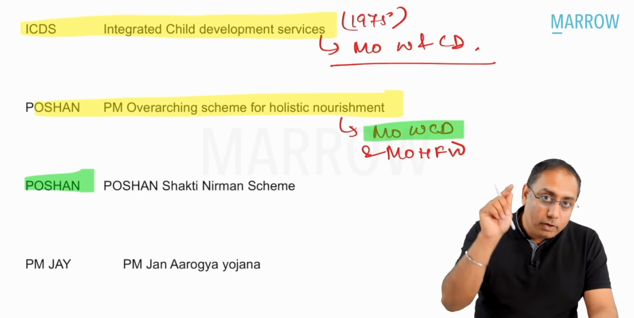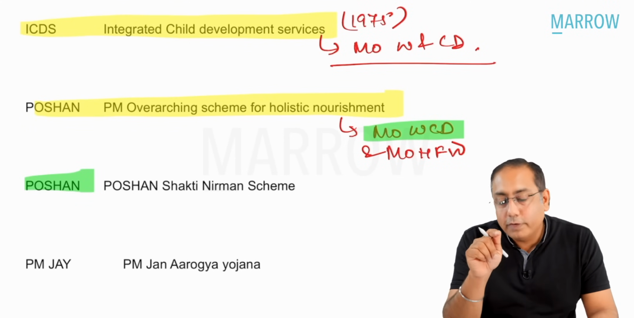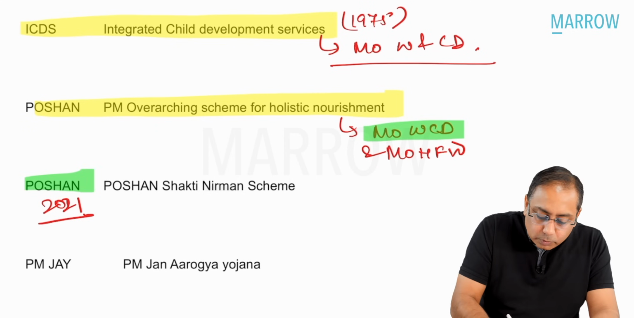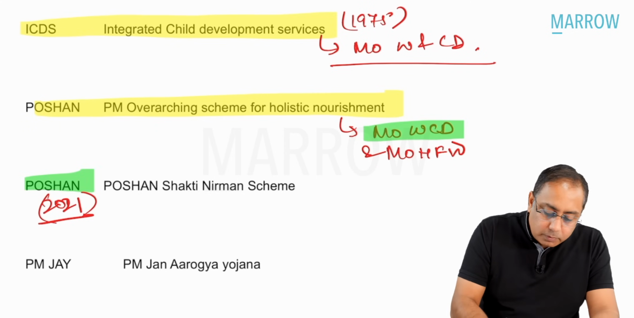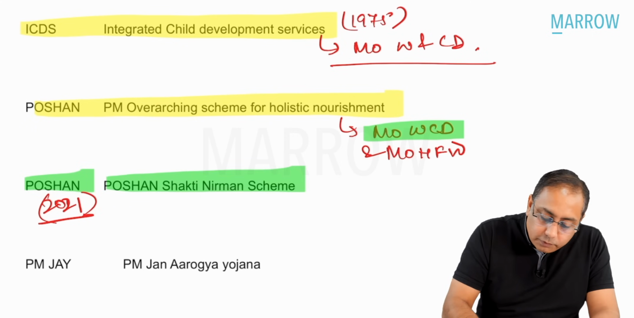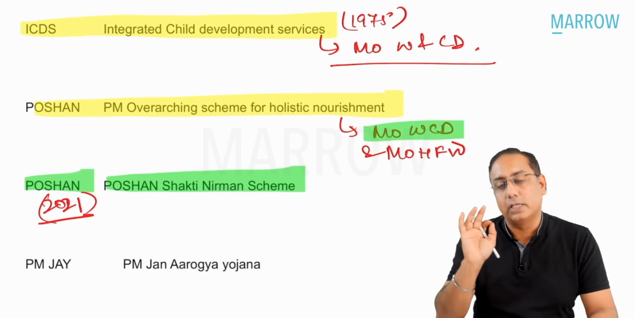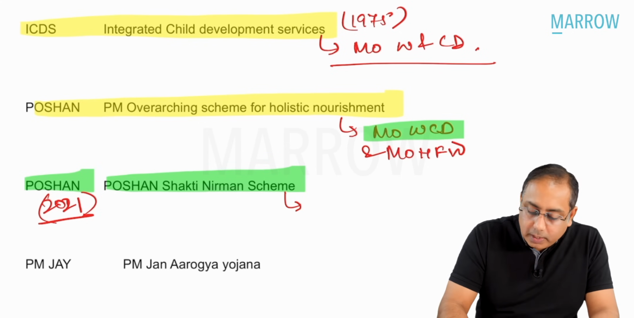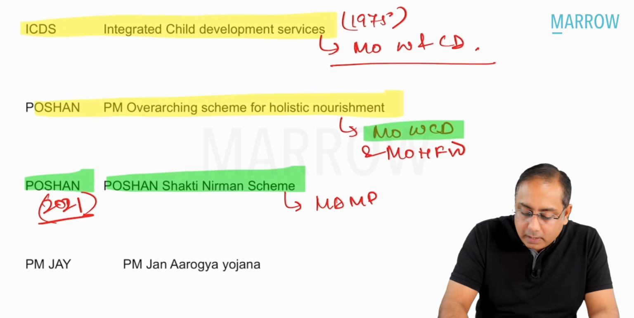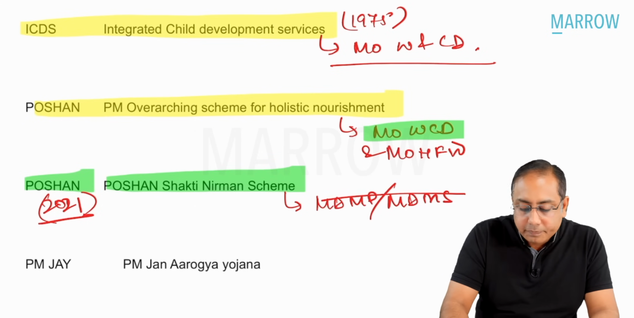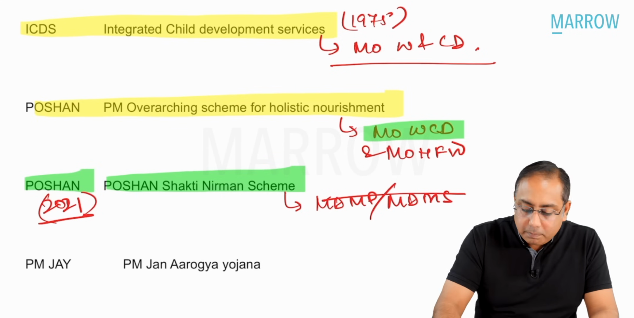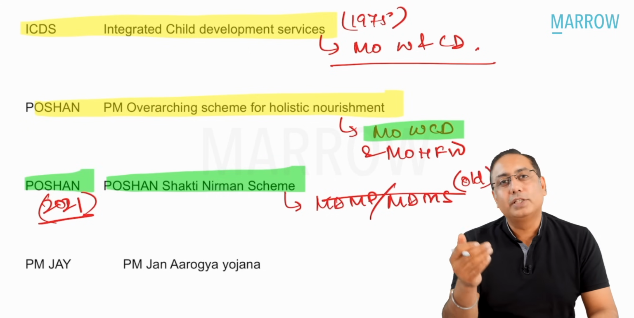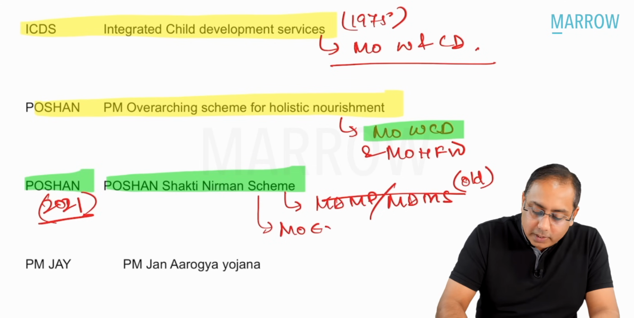The Government of India, under the Ministry of Education, launched another scheme recently in 2021 called the Poshan Scheme. What is the full form of Poshan? It is Poshan Shakti Nirman Scheme. So the Poshan Shakti Nirman Scheme is the new name for the old program, that is the midday meal program or the midday meal scheme. The midday meal program and midday meal scheme is now stopped. These are the old names and they have been changed over to the Poshan Shakti Nirman Scheme. It is under the Ministry of Education.